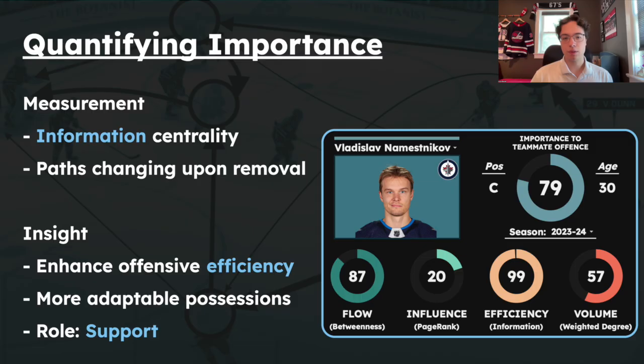So this is a bit more of a support role, but still very important. As we can see, Vladislav Namestnikov, usually for those who know him, is not as big of an offensive piece, but a lot of the times he plays up in Winnipeg's top six and helps to make sure that those options are open at all times.